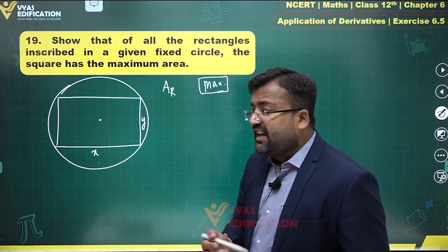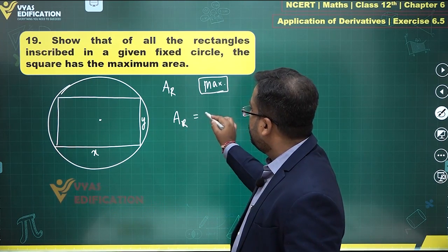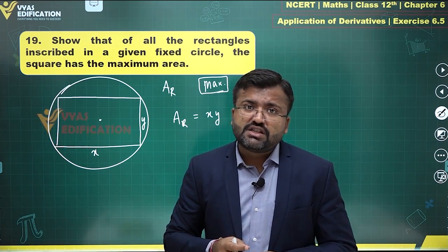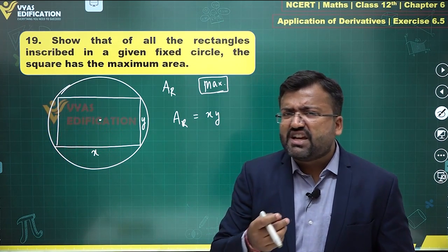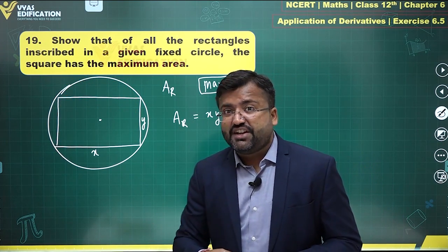So area of the rectangle is important, and area of the rectangle will be equal to what? Area of the rectangle will be equal to simply xy. But this is two variables, right? We need to eliminate one of the variables and get a relation in terms of a single variable, right? How do we do that? Are we given some relation in x and y initially?